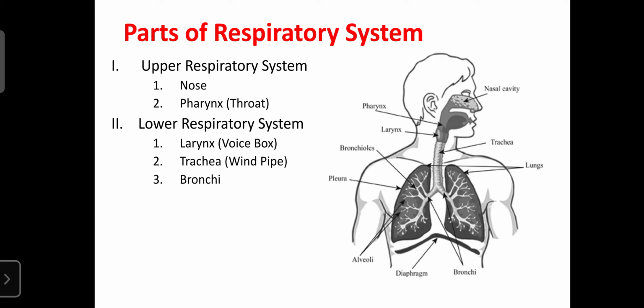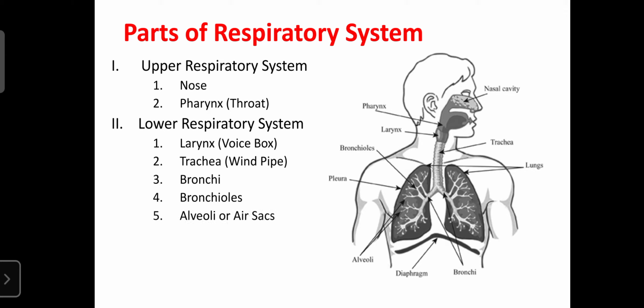The next one is the bronchi. These are branches of the trachea, and they help in the passage of respiratory gases. Then bronchioles. These are further branches of the bronchi, and they function similarly, helping in the transport of respiratory gases.